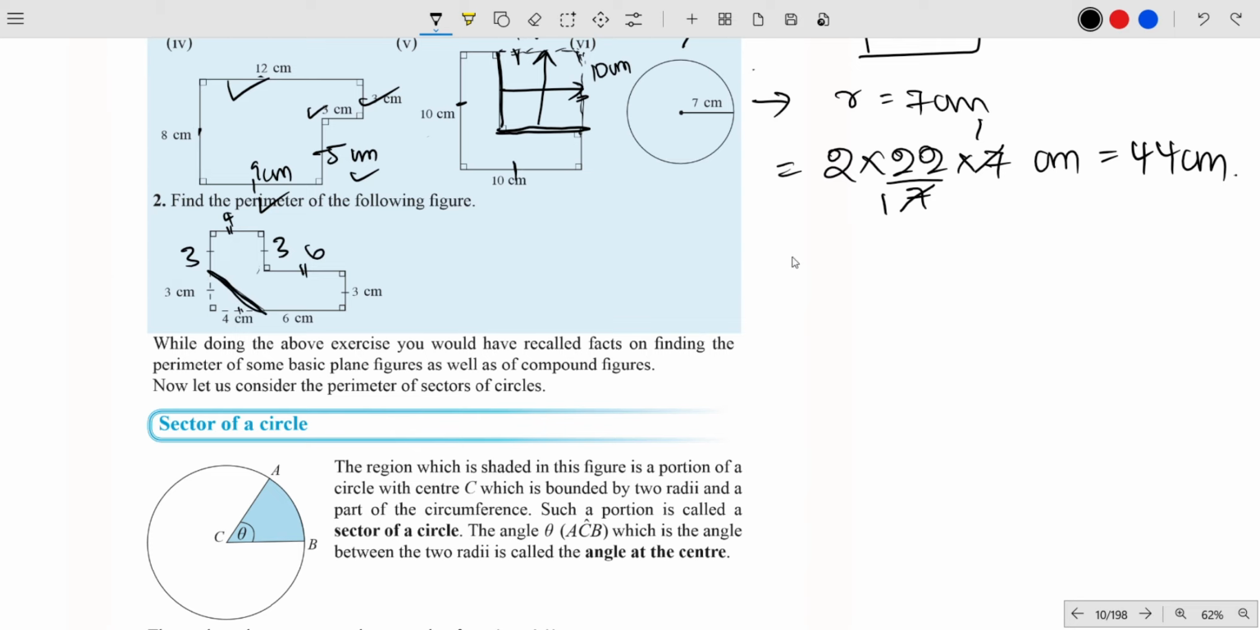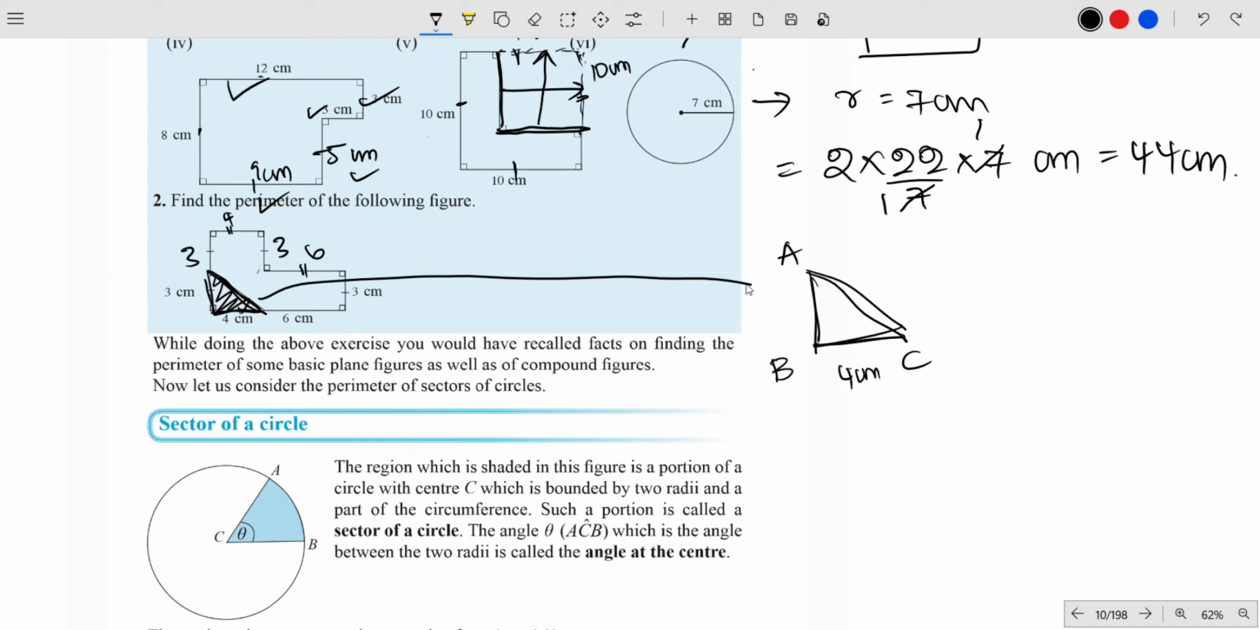To find that slope, we consider this triangle. It's a right angle triangle. So we name it ABC. This one is 4 centimeters. This one is 3 centimeters. So we have to find this one. I am taking it as x.